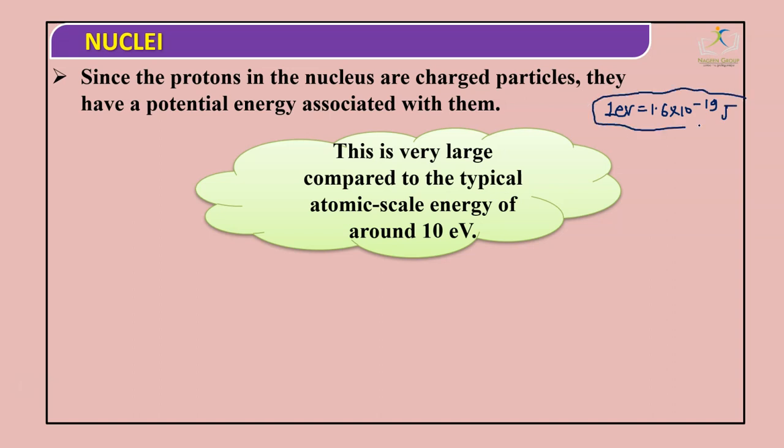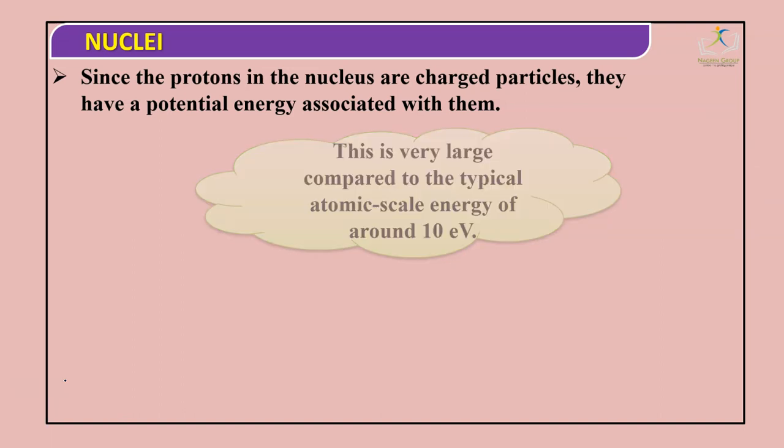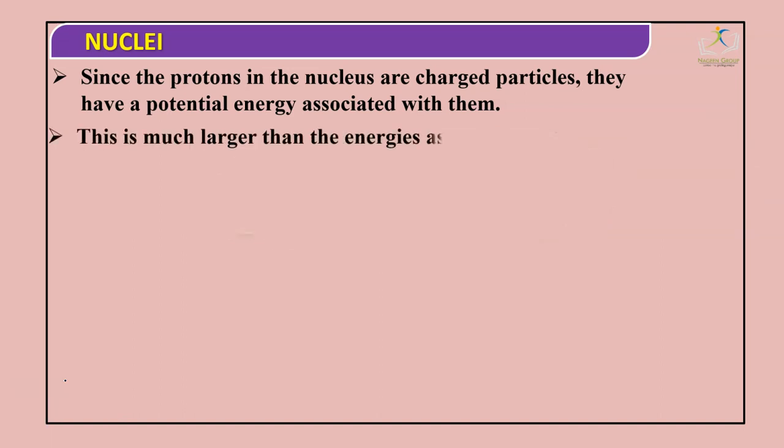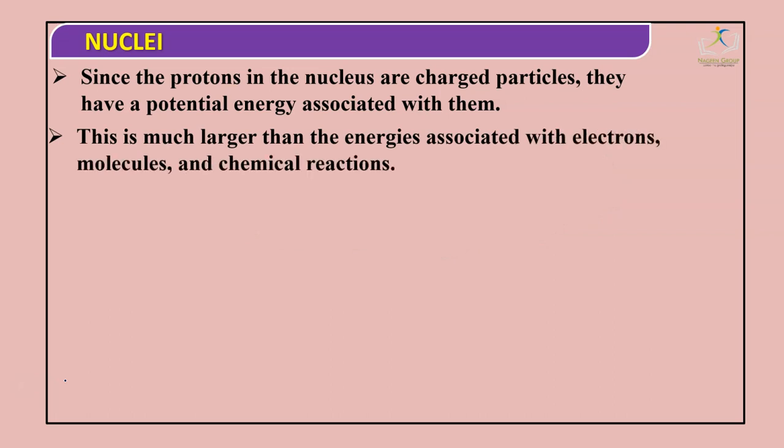Similarly, if I apply this with 10 electron volt, the answer is 16 × 10^-19 joule. This is the actual energy which comes from the atomic scale energy. The energy associated with the electron molecules and the chemical reactions is of this order.